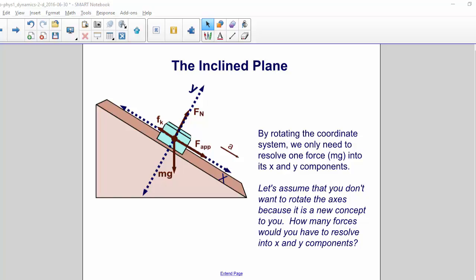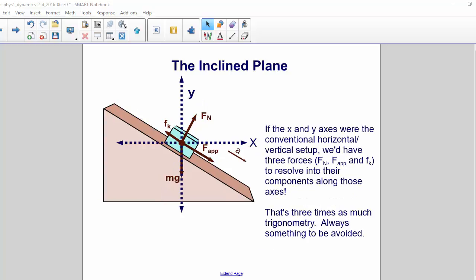Now let's assume that we didn't rotate the axis. How many forces would we have to resolve into components? If we kept the axes the same, we would have to resolve the force of friction, the normal force, the force applied, and the acceleration into components.